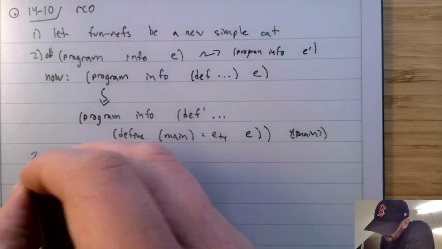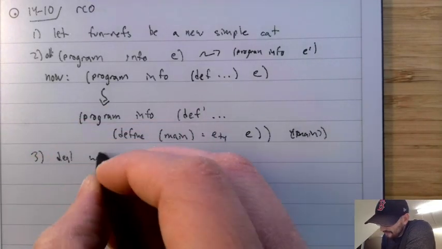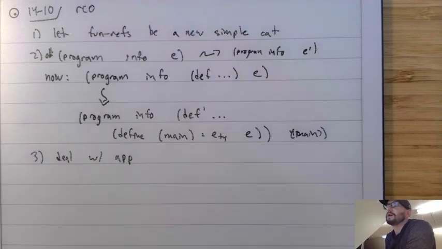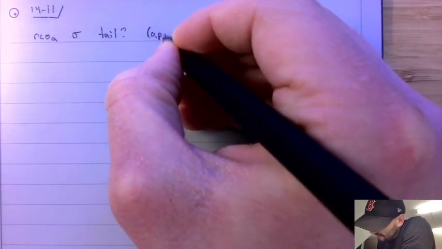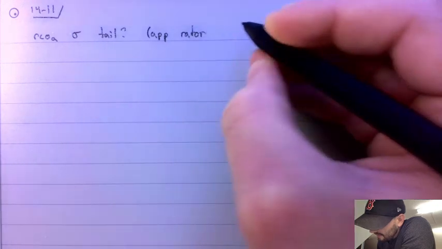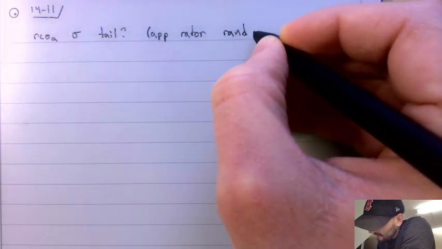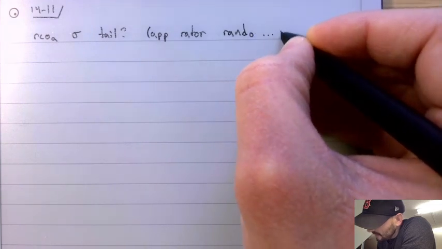But now the third step is deal with applications. And that's what we'll talk about next. Okay, so we're going to intercept a call to RCOA with some renaming environment, and it'll tell us whether we're in tail position, and then we'll have an application to some operator, and then some operands, rand 0, ... rand n.